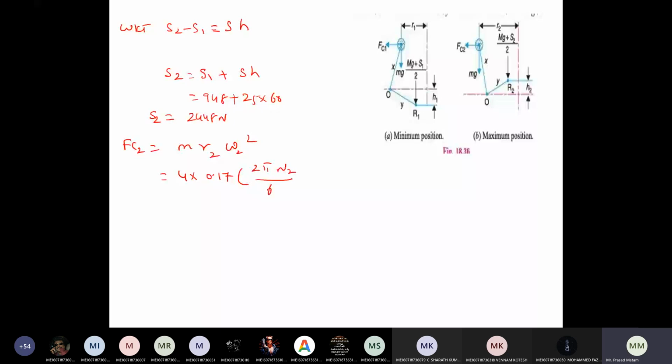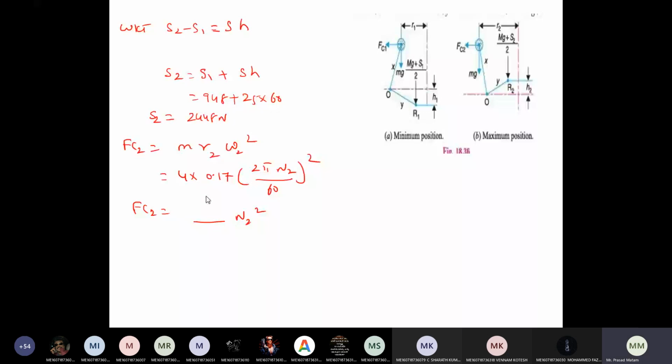We will get FC2 in terms of n2 value. Okay. FC2 we are getting. Solve this and give me the FC2 value. In terms of n2 square we are getting 4 into 0.17 into 2 pi by 60 whole square. What is the answer I am getting? Please solve it and give me.